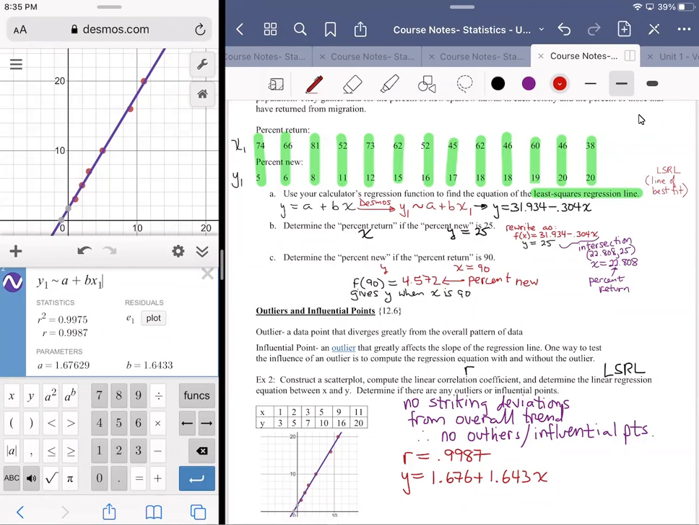In most cases, when people struggle on an assessment in this class, it has to do with the interpretation rather than the computation part of it, because computation tends to work itself out, right? But that's all this question's asking us to do, because once you've made a determination that there are no striking deviations from the overall pattern of the data, then you just go after it and you figure out your R and your y equals, right?